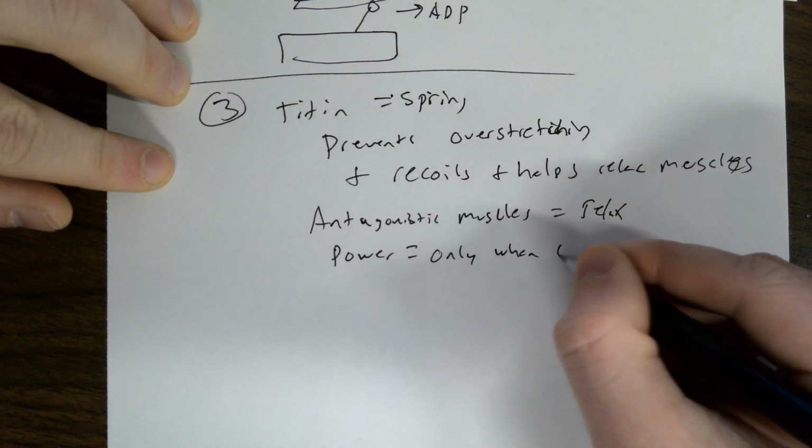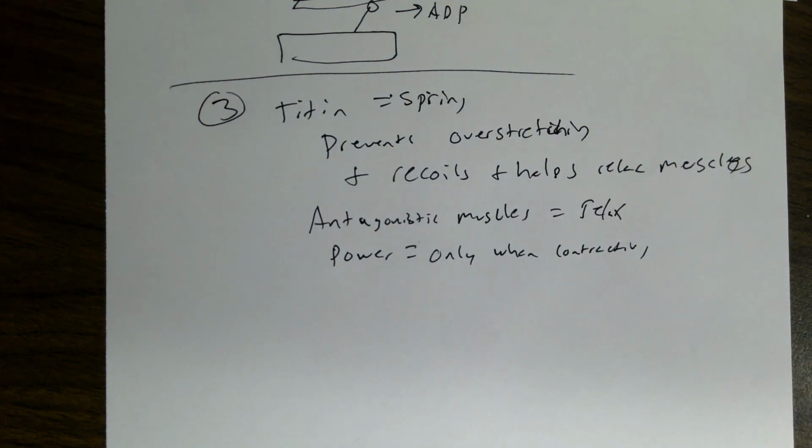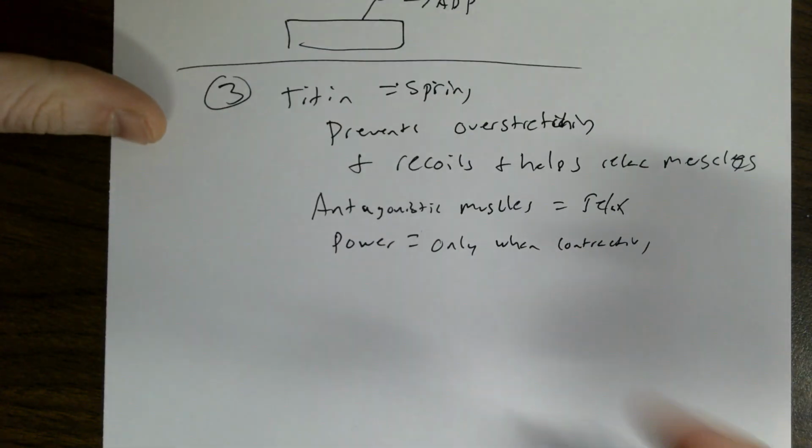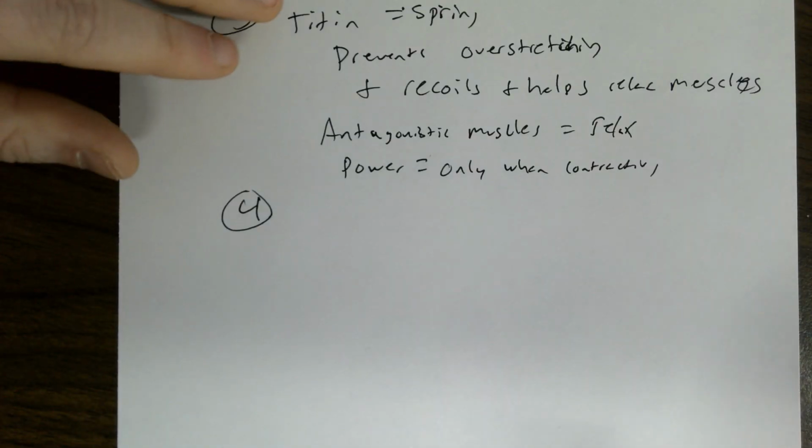So when you're relaxing, there is no power to it, and so titin is the thing that helps it recoil, as well as the antagonistic muscles. Now, this one's kind of interesting because we're kind of going backwards, but I'm trying to follow with the standards.